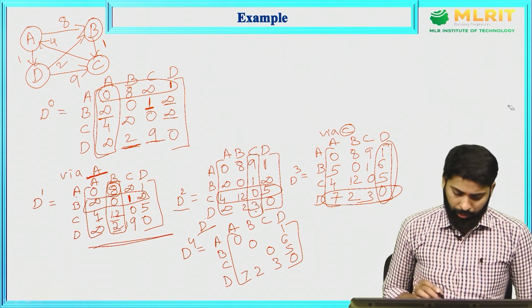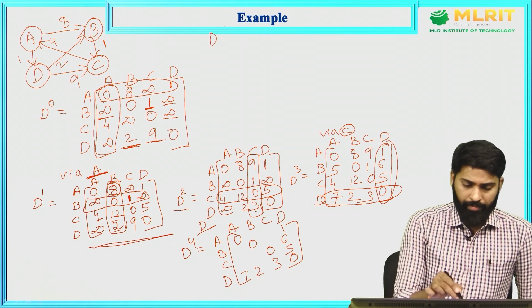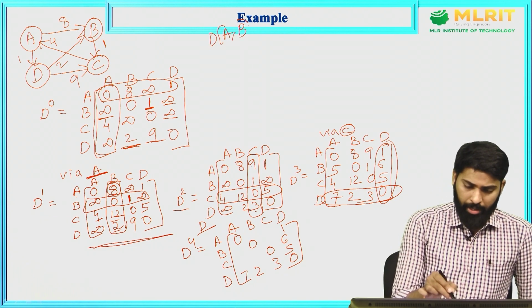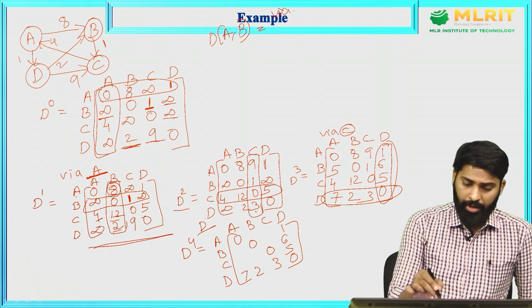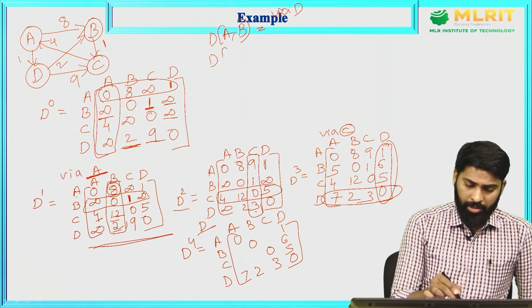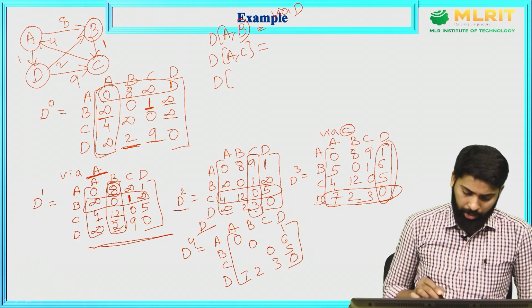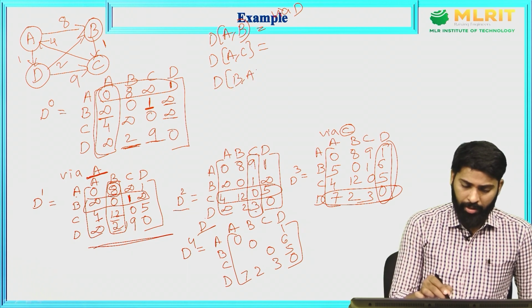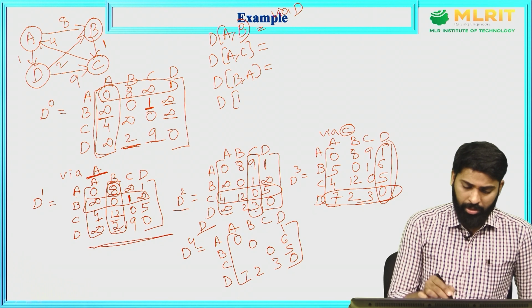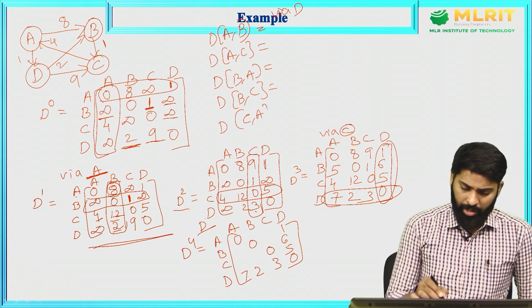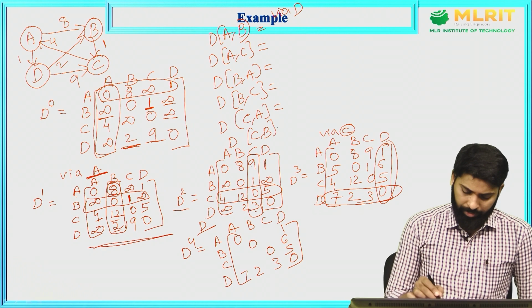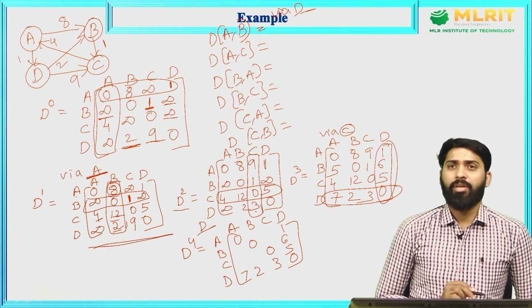So what are we going to find? The distance of A to B via D here. Another distance is A to C. Another distance is B to A. Another one, distance of B to C. Another one, distance of C to A. Another one is distance of C to B. That's it. Here the intermediate vertex is D.